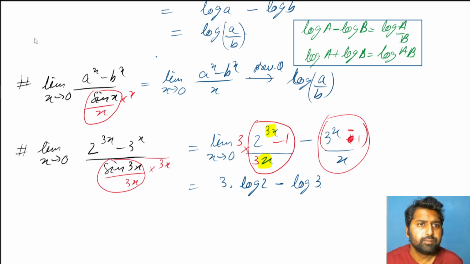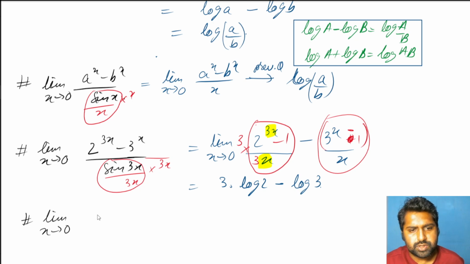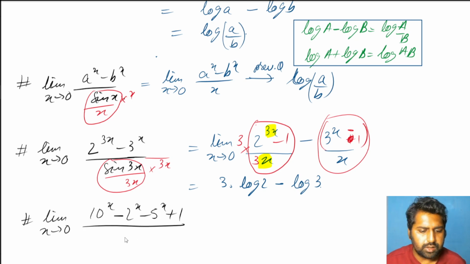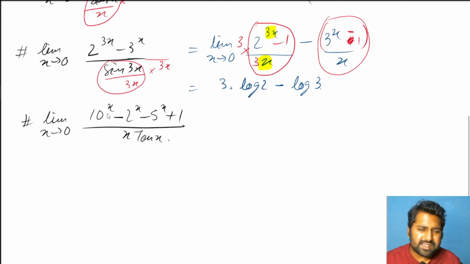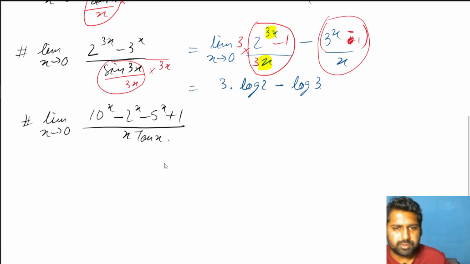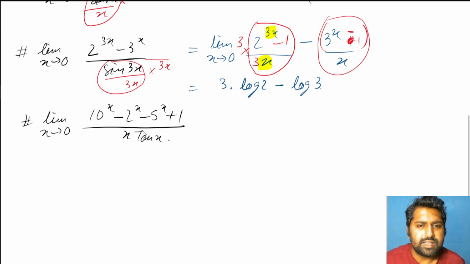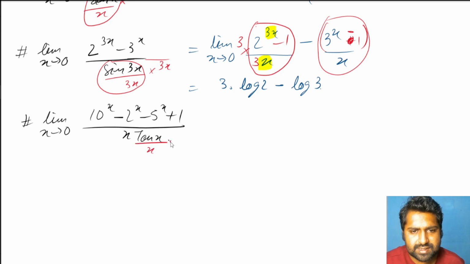All right. Look at one example. This is slightly tricky, but the question is limit x tends to 0, 10 raised to power x minus 2 raised to power x minus 5 raised to power x plus 1 divided by x tan x. Lot of expressions. The moment you see x in power, you should know that the a raised to power x minus 1 concept will be used. So first of all, let's deal with the easier part. Tan x by x into x, and this becomes 1.